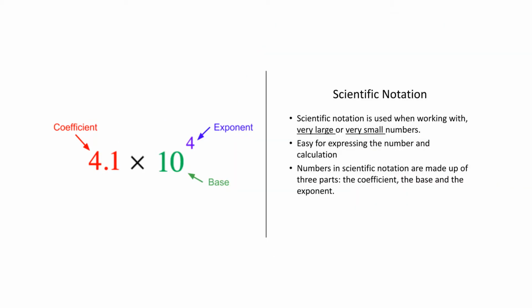Now, the first question is, what is scientific notation? Actually, it is used by mathematicians, engineers, accountants, or people who deal with finance to write or express very large or very small numbers. And it makes the calculation very easy.